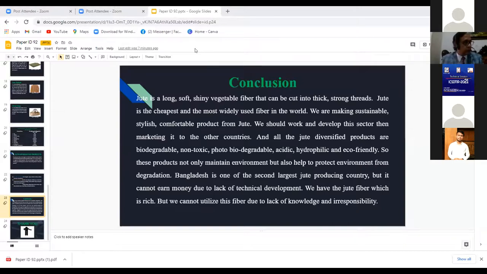The very last question for you is from Saifuddin Javed. What is the market value of the jute diversified products? Is there any possibility to make t-shirts of these products? Obviously, sir, but it is costly. Jute is a sustainable product compared to other products, but it is costly, and we can easily produce all types of product from jute.